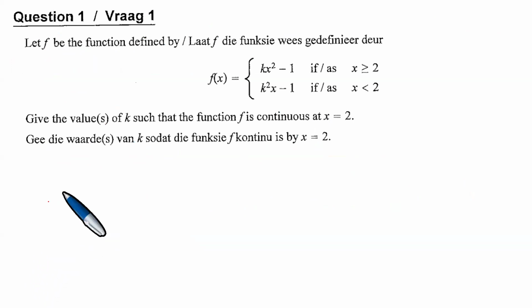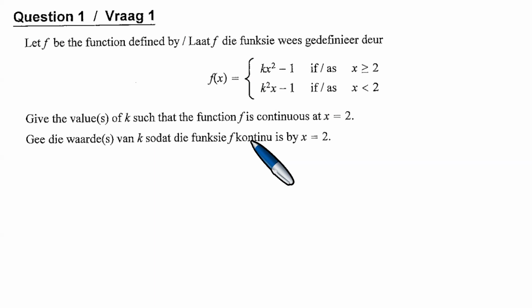Okay, I want us to look at the exercise, question 1. Let f be a function defined by this particular piecewise function. Give the values of k such that the function f is continuous. Let us look at these together. The question becomes, what exactly is the most important thing here, and what is the result to this particular question as we move forward?